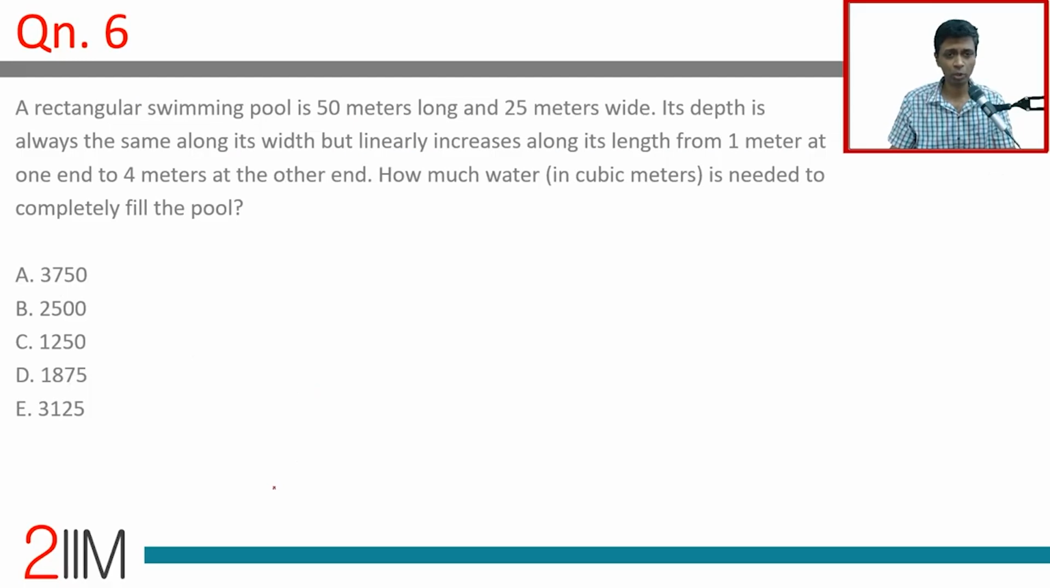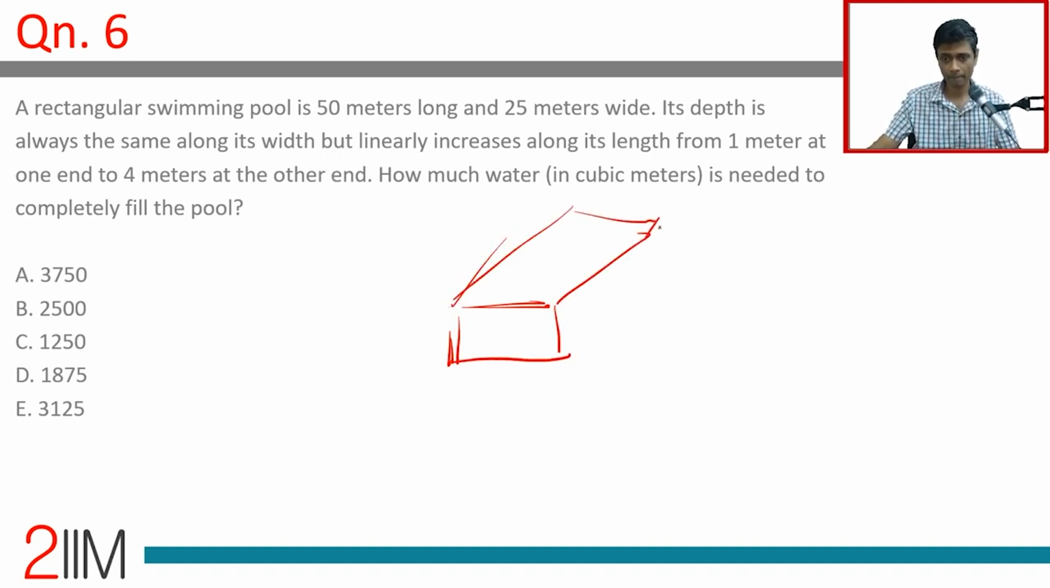A rectangular swimming pool is 50 meters long and 25 meters wide. So its depth is the same along its width. So I'm going to draw this pool. I find these things difficult to draw in 3 dimensions. Let's draw this. Right, 50 meters long, 25 meters wide.